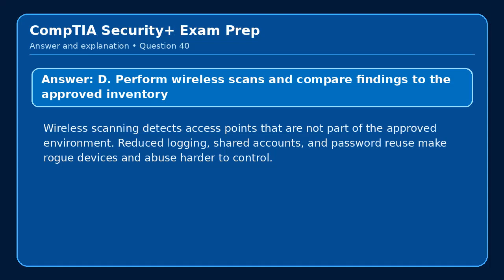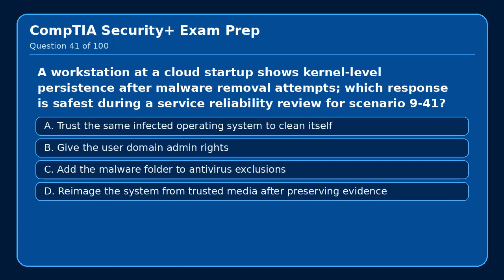Question 42. Which tool category helps a manufacturing plant detect suspicious process behavior across endpoints while updating the runbook for scenario 9 to 42? A. Cable toner only. B. Analog modem. C. Label printer. D. Endpoint detection and response.